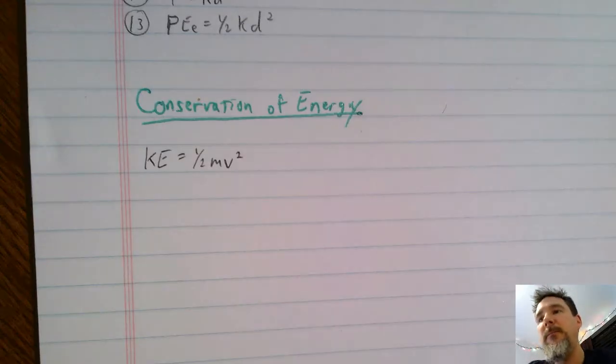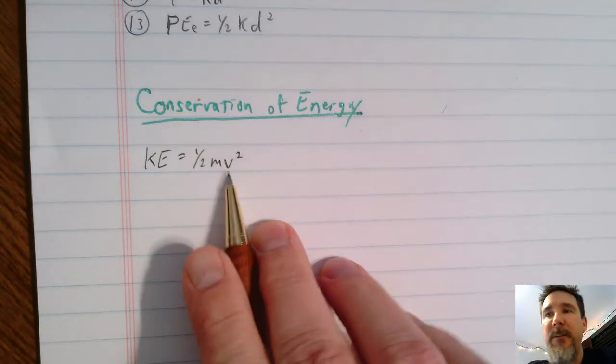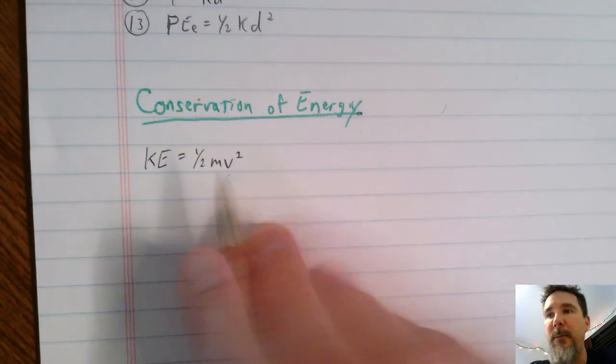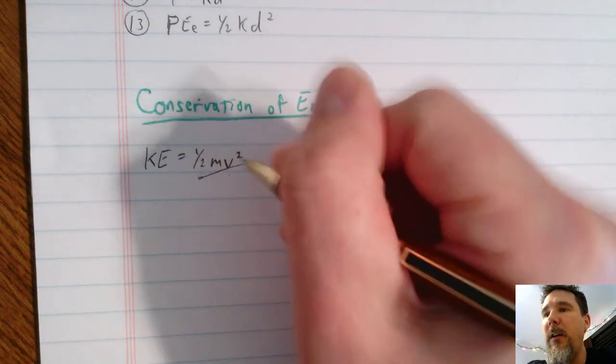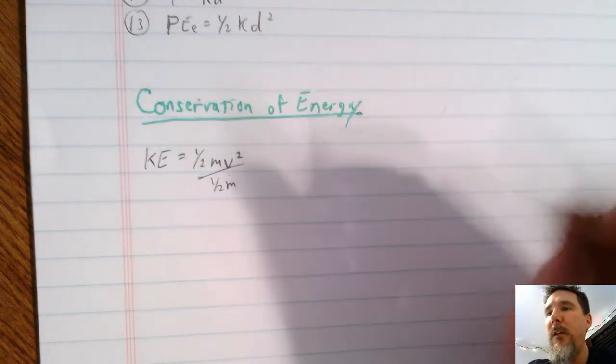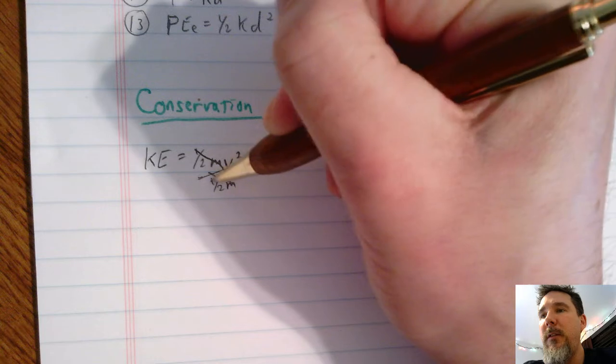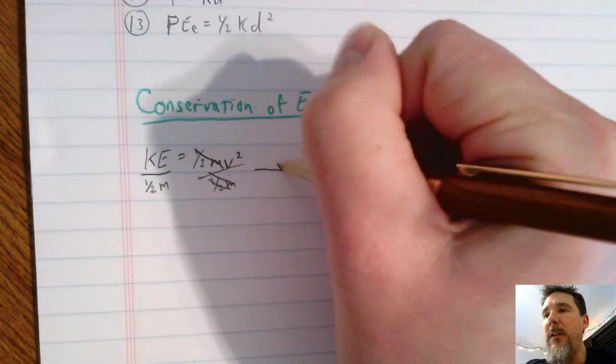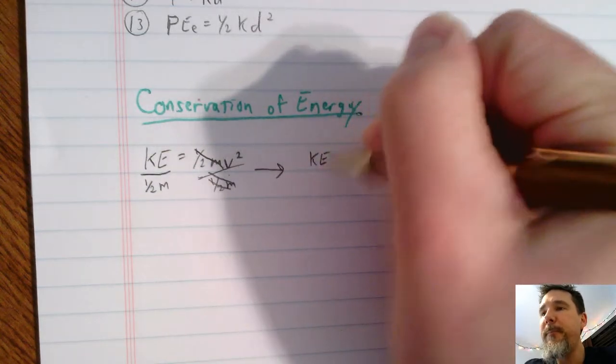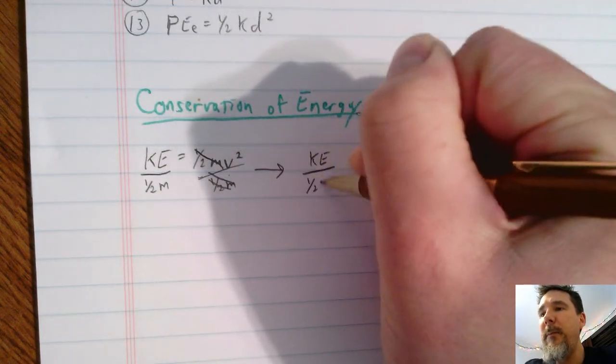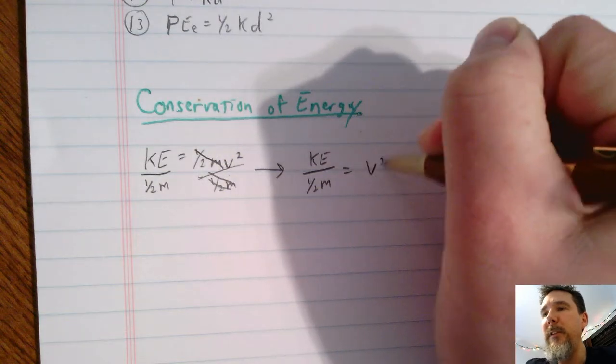And I want to get velocity. I want to know the velocity. And so I need to get this velocity by itself. I'm going to divide both sides by 1/2 m. That's going to cancel that out on this side. And whatever I do to one side, I have to do to the other, 1/2 m. So that gives me kinetic energy divided by 1/2 m is equal to v squared.